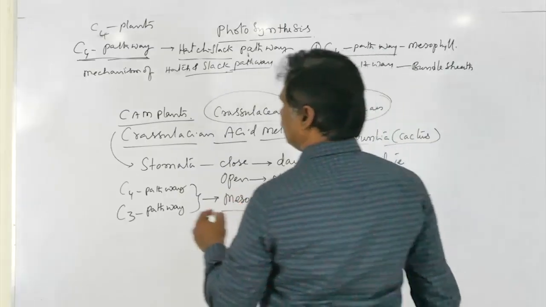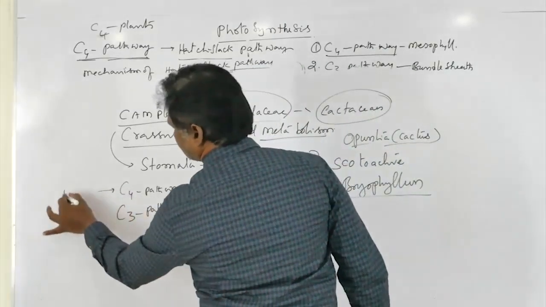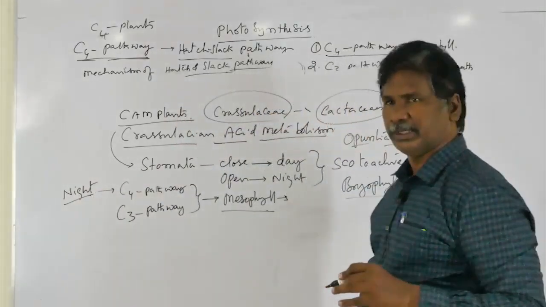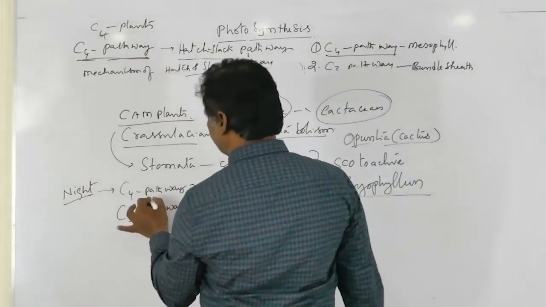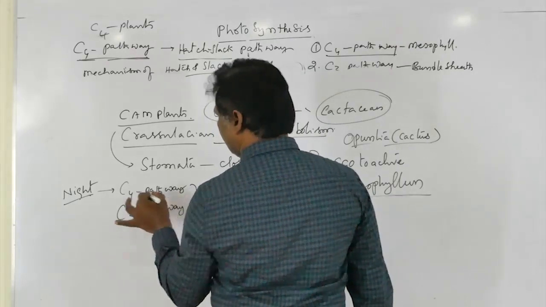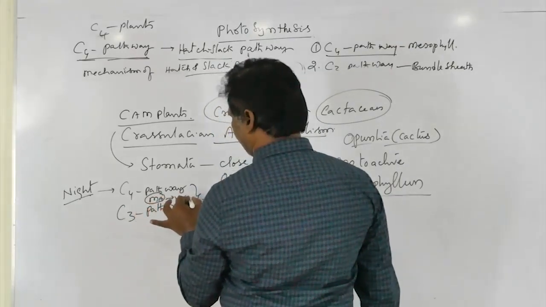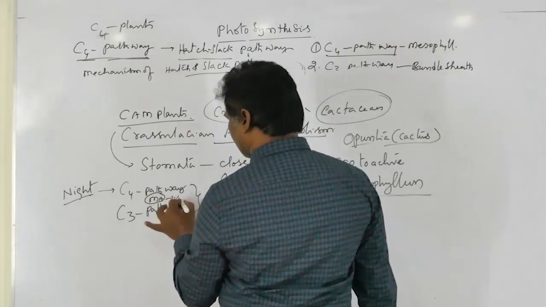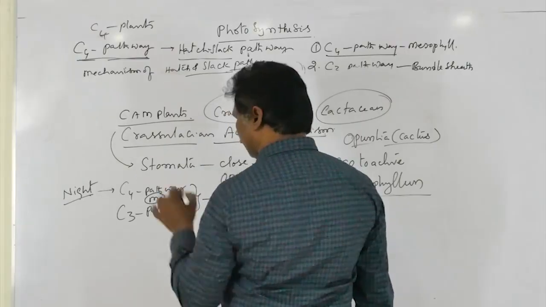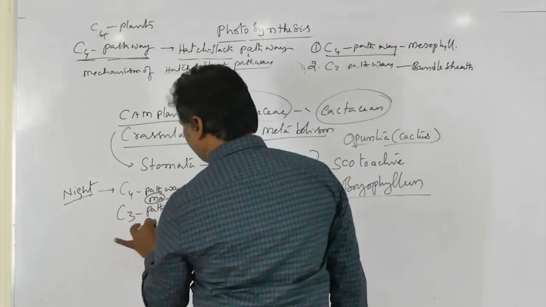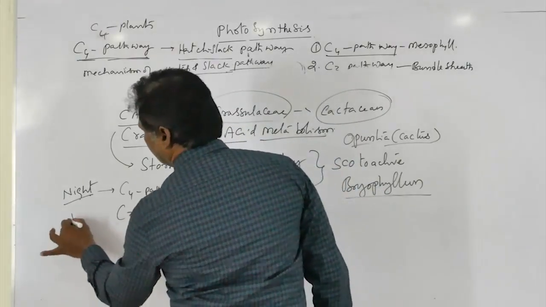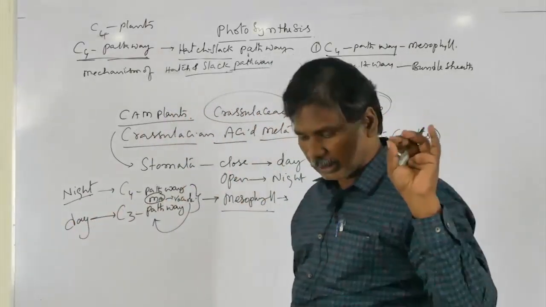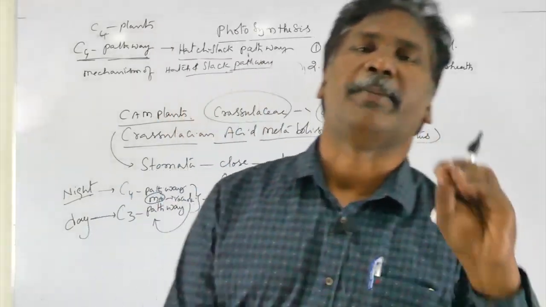That means the C4 pathway takes place during the night time. In that night time they produce more malic acid. That malic acid is preserved within the vacuole during the night time, and the food preparation, or C3 pathway, takes place during the daytime. That is the difference between C4 plants and CAM plants.